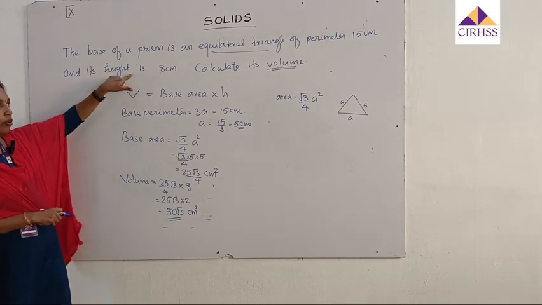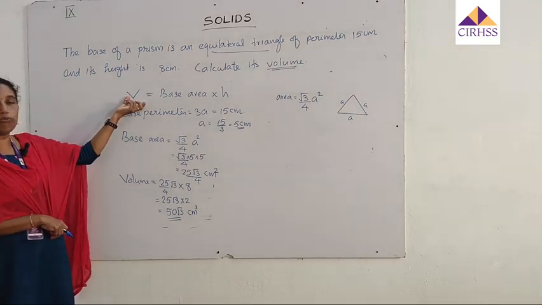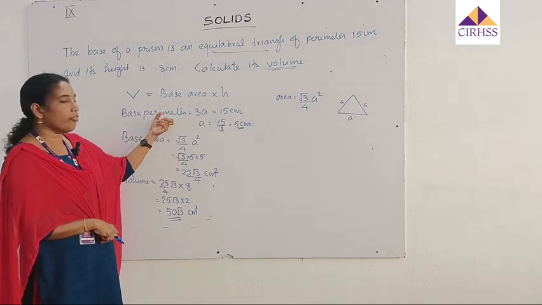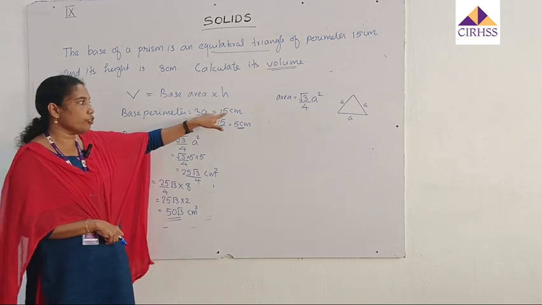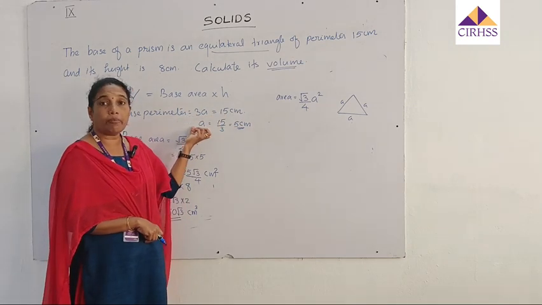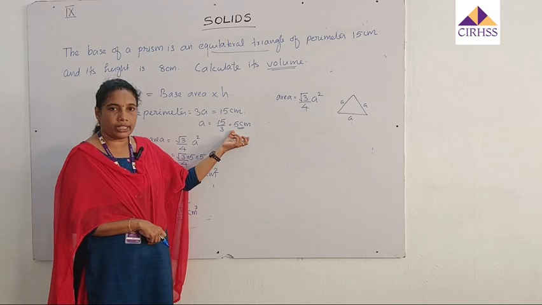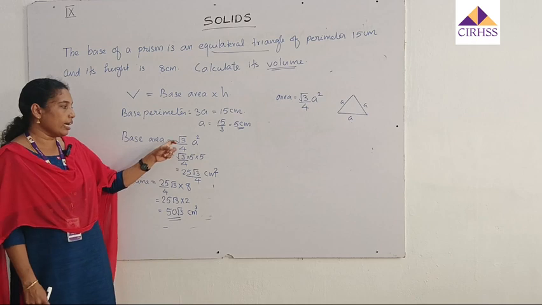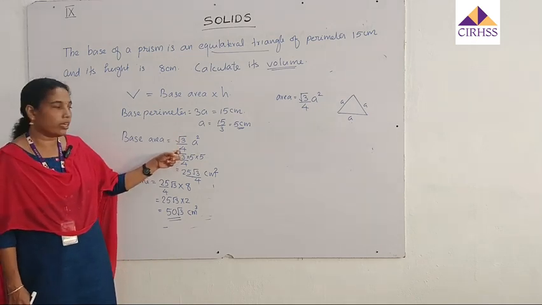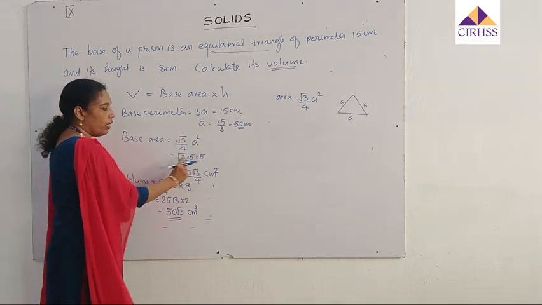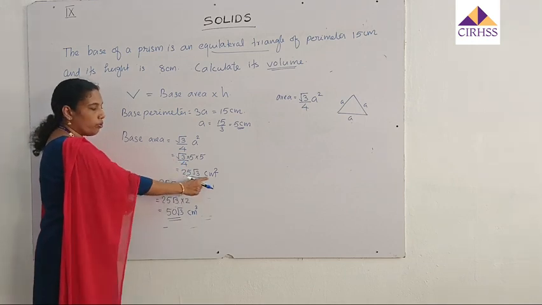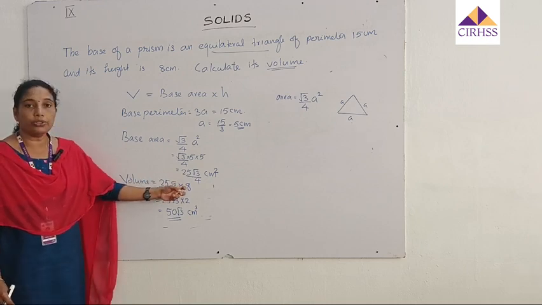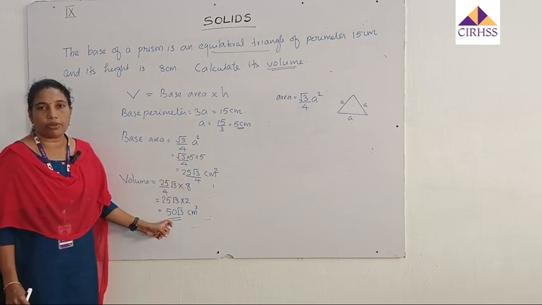Once more listen all of you. To calculate volume, first we write down formula volume base area into height. Here base perimeter is given. Base perimeter is 3 into side, that is 15 centimeter. From this we got base edge, a is 5 centimeter. Then we can calculate base area. Area of an equilateral triangle is root 3 by 4 a square. Substitute the value for a as 5. We got that is 25 root 3 by 4. Then volume is equal to 25 root 3 by 4 into 8 equal to 50 root 3.